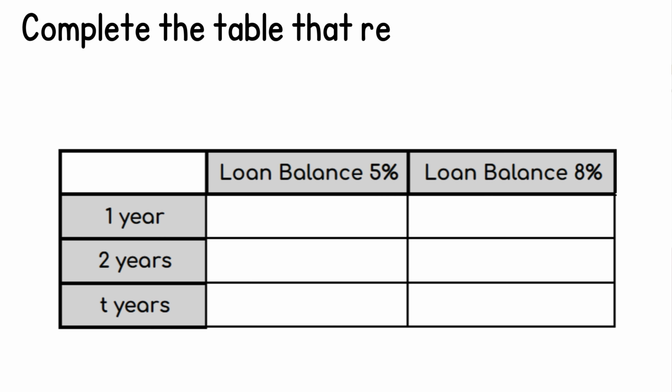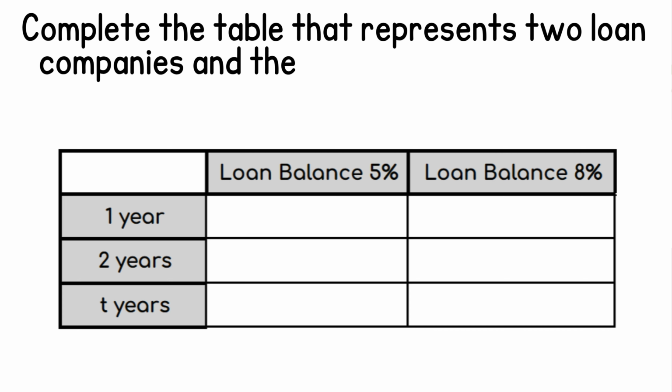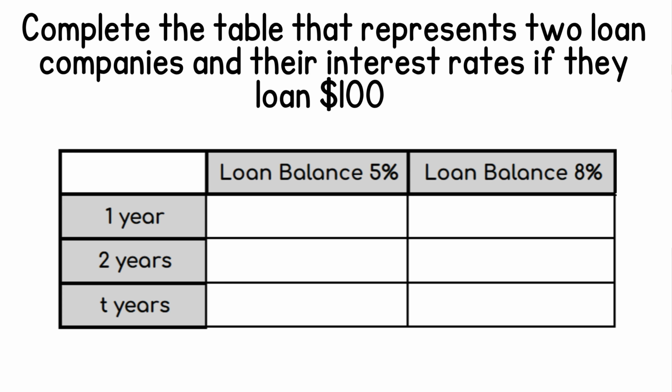In this example, we're going to complete a table that represents 2 loan companies and their interest rates if they loan $1,000. The first column has a loan balance of 5%, and the second column has a loan balance of 8%. And then our rows are broken up into 1 year, 2 years, and then T years. So let's start with 1,000 times 1.05, which represents the principal of the amount times the 5% that we're adding. This gives us $1,050 after multiplying those.